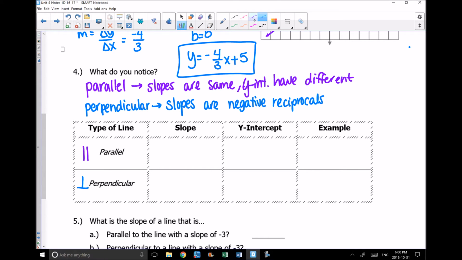Okay, so let's summarize our information. If we have parallel lines, the slopes are going to be the same. The y-intercepts have to be different. And if we have perpendicular lines, the slopes are going to be negative reciprocals. And we'll write down that a reciprocal means that we have to flip it. And then the y-intercepts can be the same or different. So they can be the same or different. It depends on the problem.